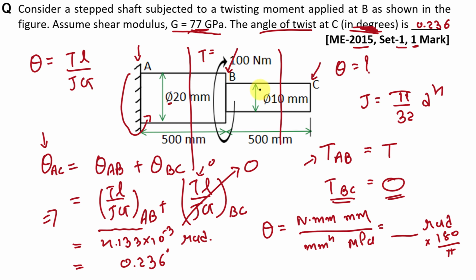And here understand one thing, that deformation at end B and end C is same, because there is no other twisting moment applied between B and C. So the deflection at C will be equal to deflection at end B. Fine.